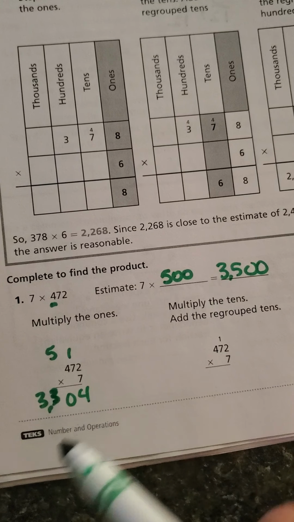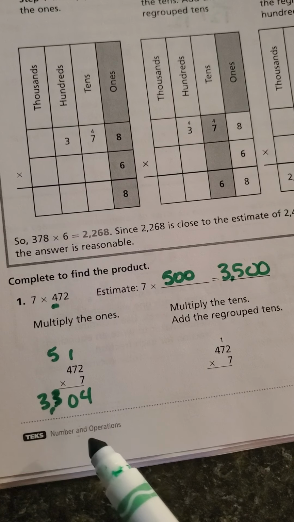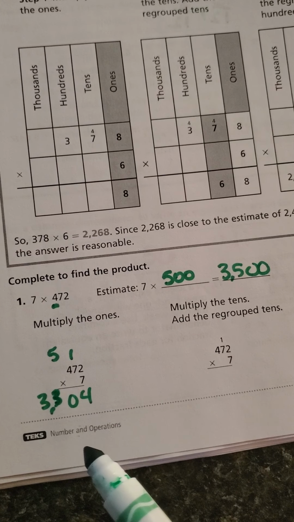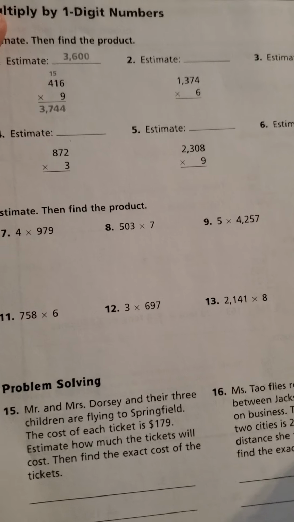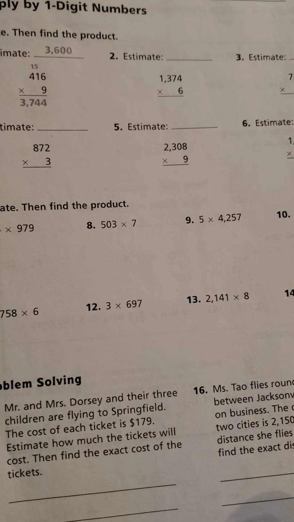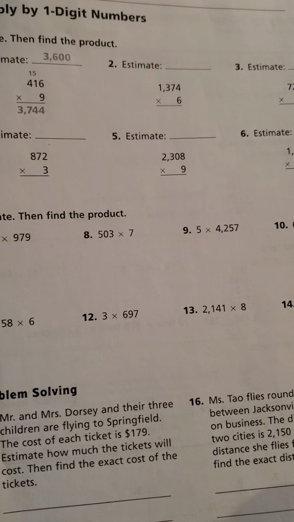So that's what you're going to be doing. This is page 19. That's what you're going to be doing on page 20. You're going to be estimating and then you're going to find the product. The product is an answer to a multiplication question. Okay. So product means answer. So we're going to do some of these together. I'm going to kind of skip around so you can kind of see what you should be rounding to, what you shouldn't be rounding to.